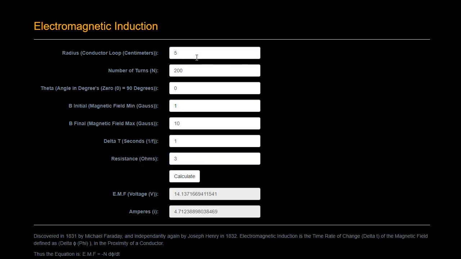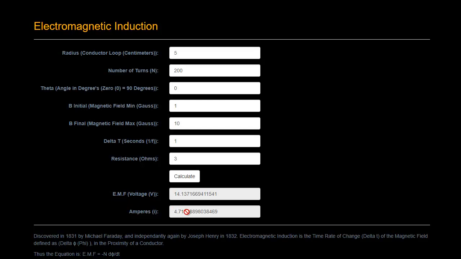Alright, so with these particular figures here, we get 14.137 volts. Now EMF is the quantity, and the quantity is measured in units of volt. Some people say EMF is not volts. I argue those people don't know what they're talking about. They are one and the same thing. It's just that the voltage is how the EMF is measured.